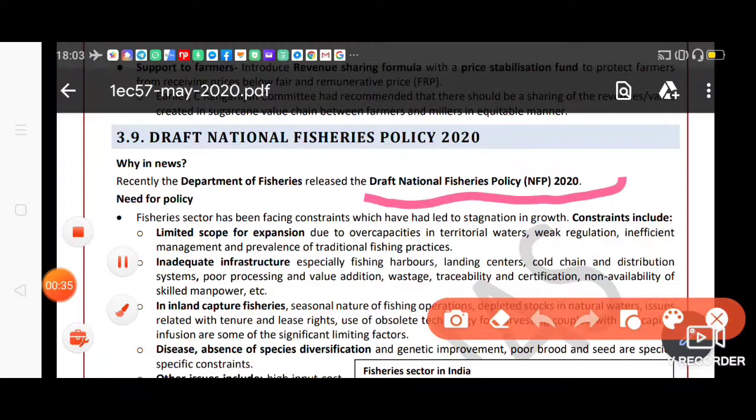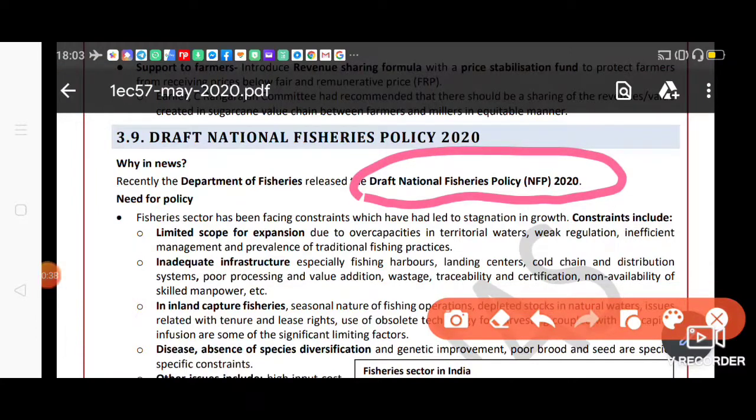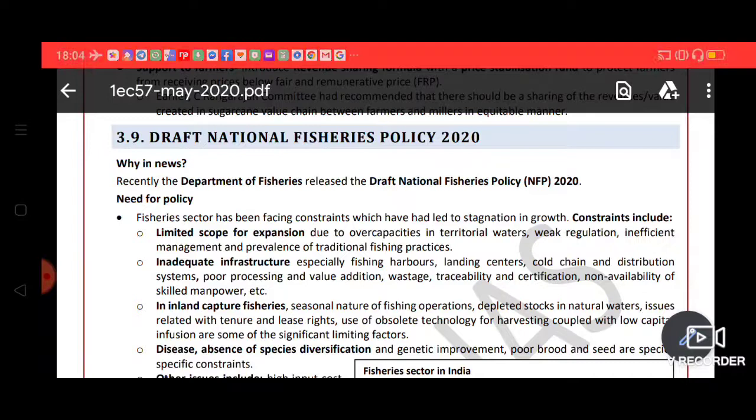So just remember this. Why the need of this policy? The fisheries sector has been facing constraints which have led to stagnation. So because of the stagnation, there is a need of this policy. And what are the constraints? Constraints include limited scope for expansion. So the scope of expansion is limited due to overcapacities in territorial waters, weak regulation, inefficient management, and prevalence of traditional fishing practices. So the first point is limited scope for expansion.